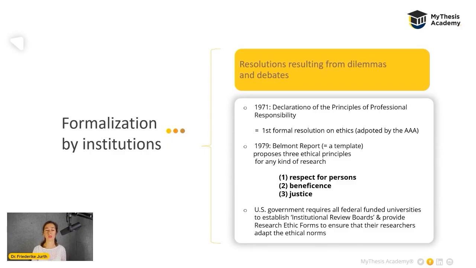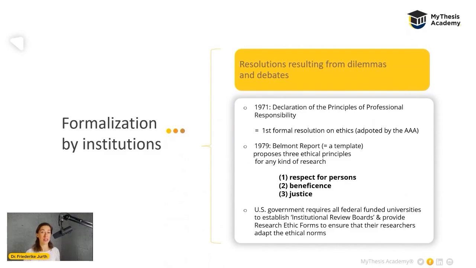Here it is also important that the US government requires, after all, the federally funded universities to establish a kind of institutional review and provide the research ethics form, where there can be different models, but after all, they should require a research ethics form from all the researchers to make sure that they behave morally and transparently and adopt the ethical norms, which are the foundation of our transparent and ethical behavior.